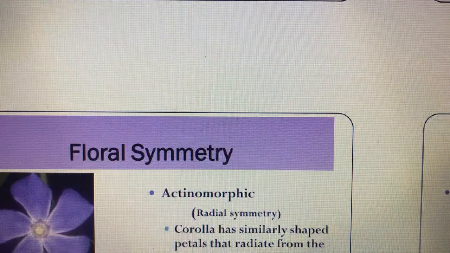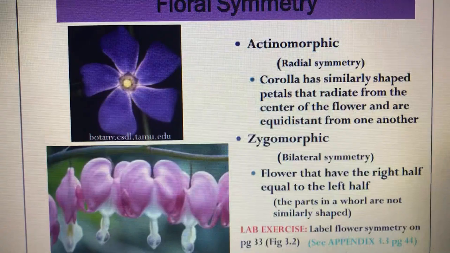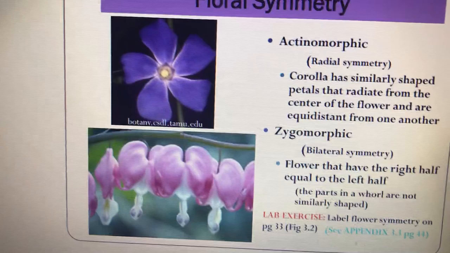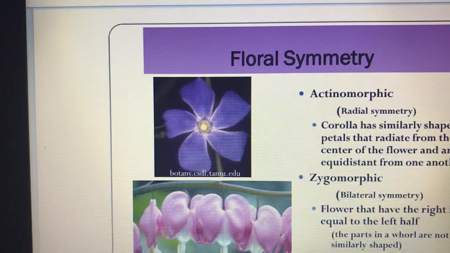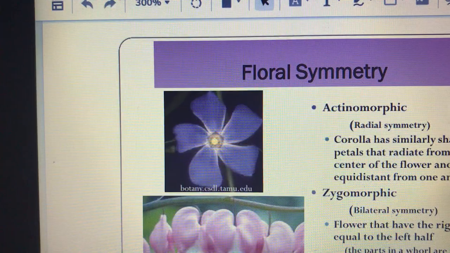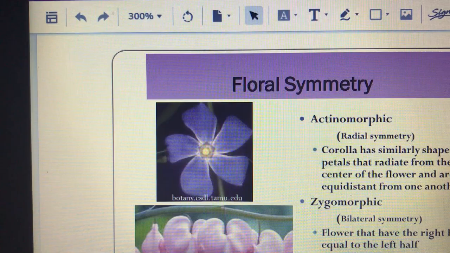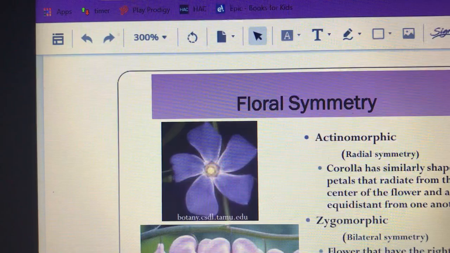So now we're going to talk about floral symmetry. Okay, so we have actinomorphic, which is another name for radial symmetry. The corolla has similarly shaped petals that radiate from the center of the flower and are equidistant from one another. So that's what radial symmetry and actinomorphic basically mean.